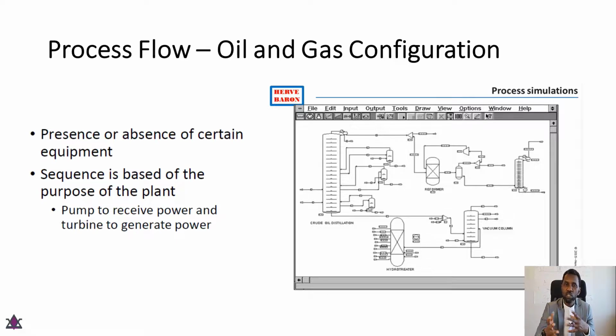So there's a sequence of the kinds of installations. If it's an oil and gas facility, there are junctions where you will have a pump, but you're not going to have turbines because you're not generating electricity when it comes to processing the fluid on an oil and gas facility.